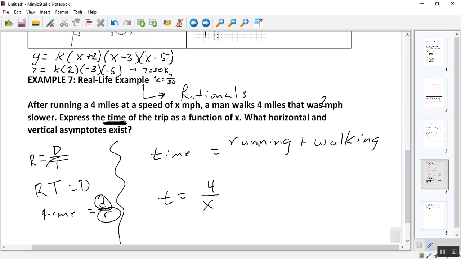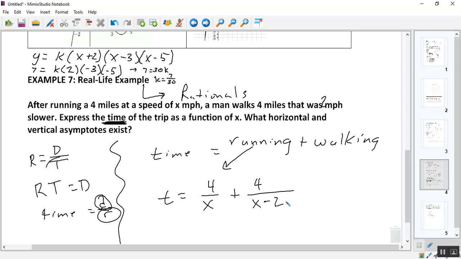Running. And then he walked how many miles? 4 miles. Why x minus 2? It was 2 miles per hour slower than the speed you ran.